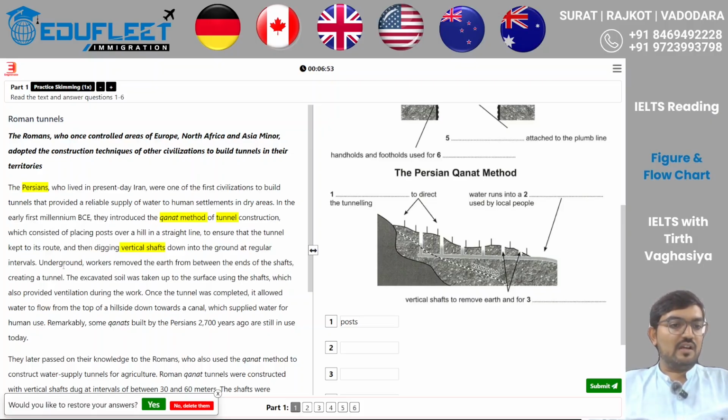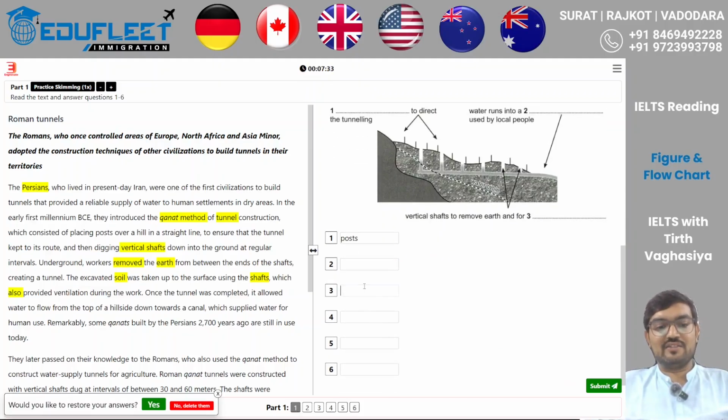Okay, let's move on. Underground, workers removed the earth from between the end of the shaft. So remove earth. We got that. So vertical shafts are used for removing earth, right? Creating a tunnel. The excavated soil was taken up to the surface using the shaft, which also provided ventilation during the work. So this shaft has helped to remove the earth and to provide ventilation. So my answer of third is ventilation.